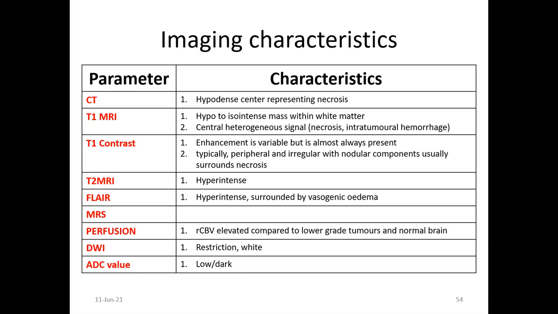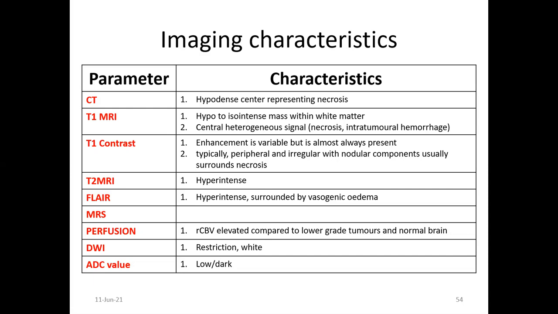On MR spectroscopy, there is elevated choline and an increased choline creatinine ratio, and decreased NAA. On perfusion, there is high perfusion because of lots of neoangiogenesis involved in this. You can see the regional blood flow increased.